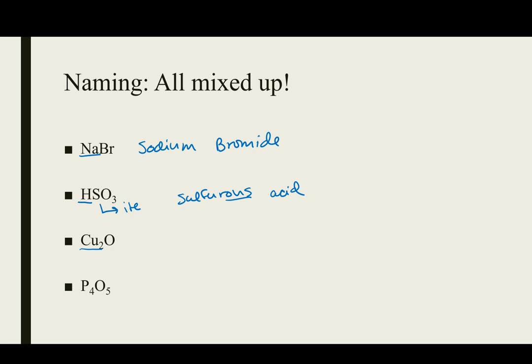Notice when there is an oxyacid, you don't start with the prefix hydro. Cu2O, copper is a metal. It can form more than 1 charge, so you need a Roman numeral. So this is going to be copper(I) oxide. And then lastly, P4O5. Phosphorus is a nonmetal, so when we have 2 nonmetals bonded, we use prefixes. So this would be tetraphosphorus pentoxide.